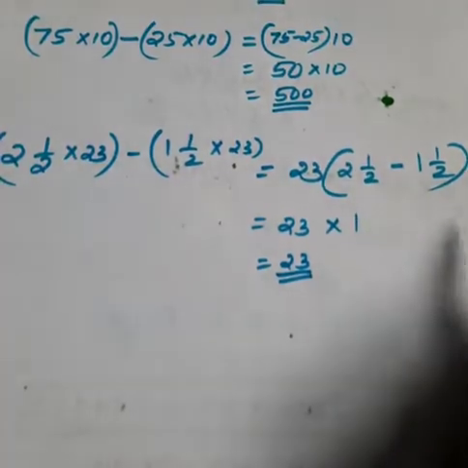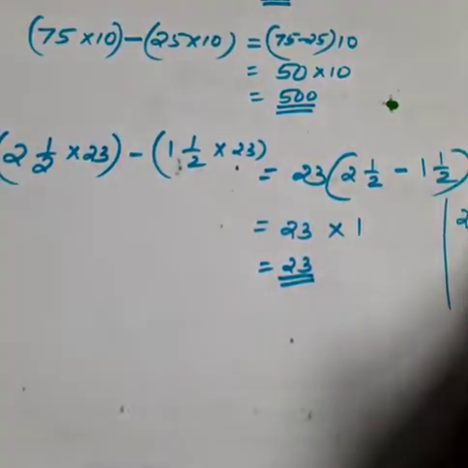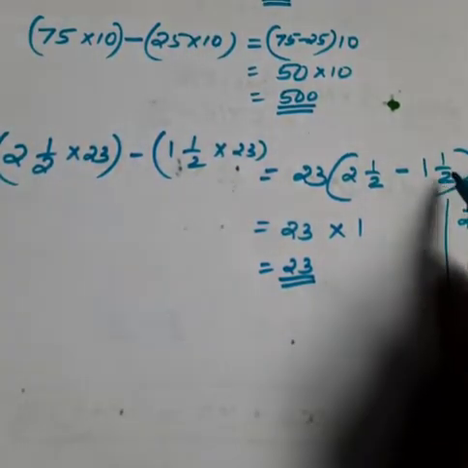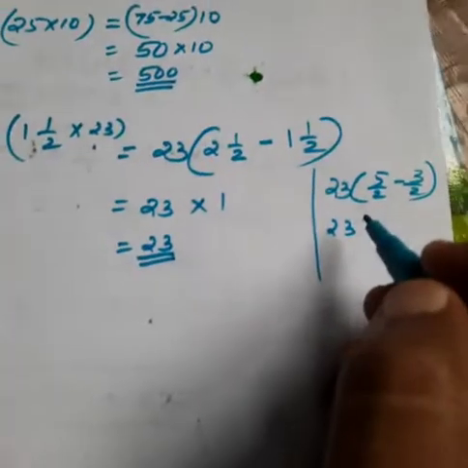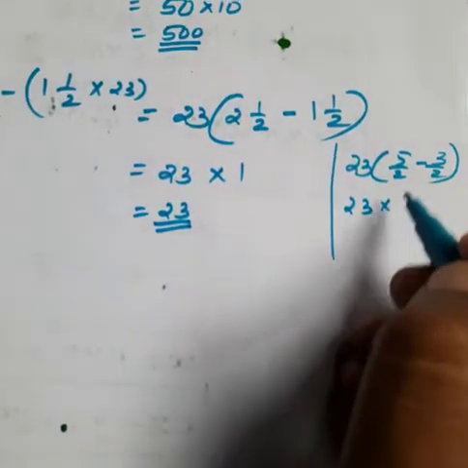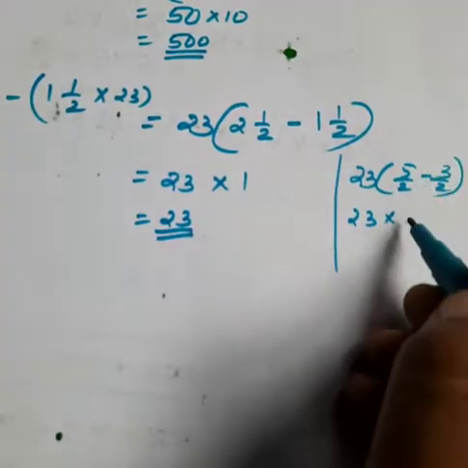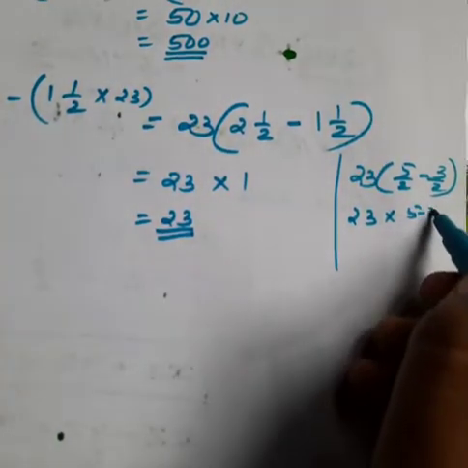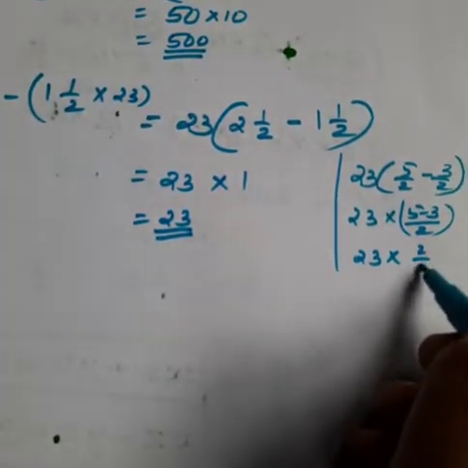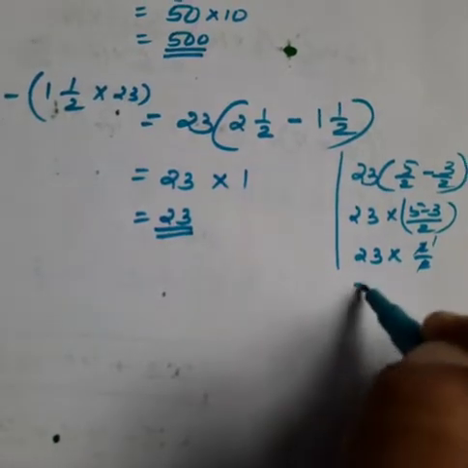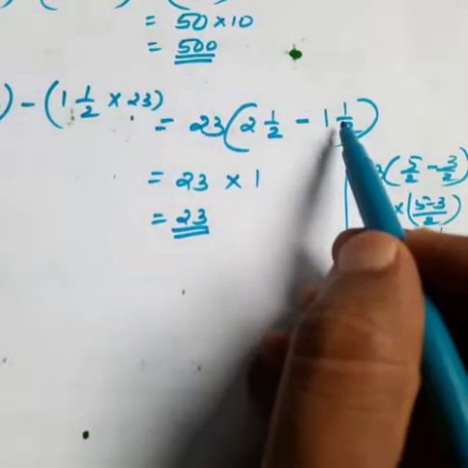Otherwise, 2 1 by 2 we can write like this. 2 into 2 is 4, 4 plus 1 is 5, so 5 by 2. Minus 1 into 2 is 2, 2 plus 1 is 3, so 3 by 2. That is 23 into 5 by 2 minus 3 by 2. Here the denominator is common, so we can subtract the numerators. 5 minus 3 by 2. So 23 into 5 minus 3 is 2. 2 by 2 is how much? 1. So 23 into 1 is 23. Like this also we can do it. Otherwise, 2.5 minus 1.5 is 1.